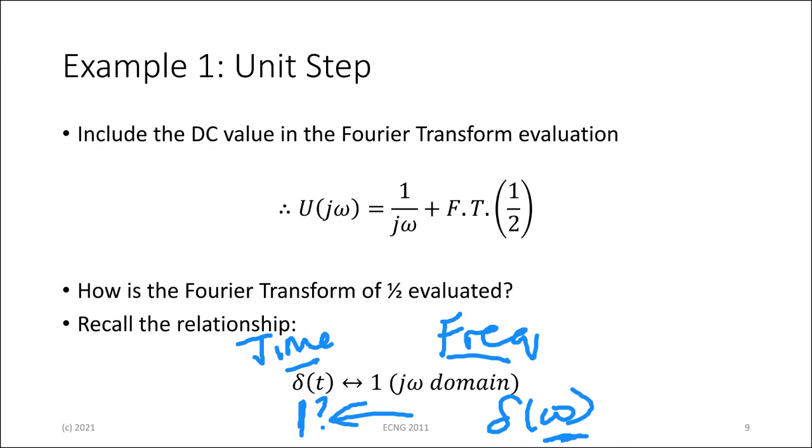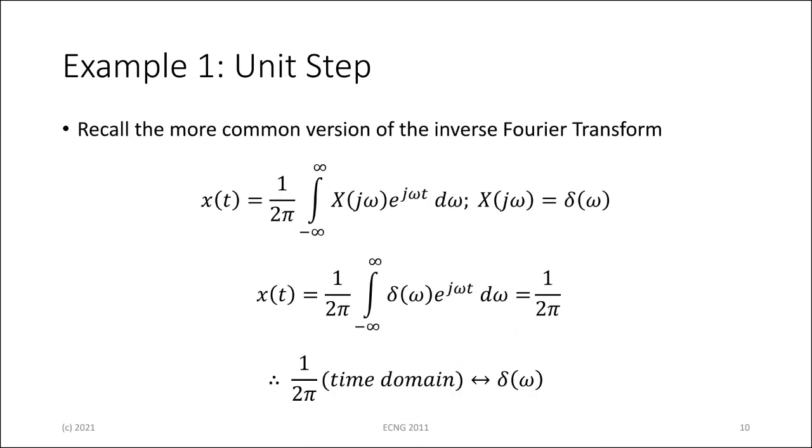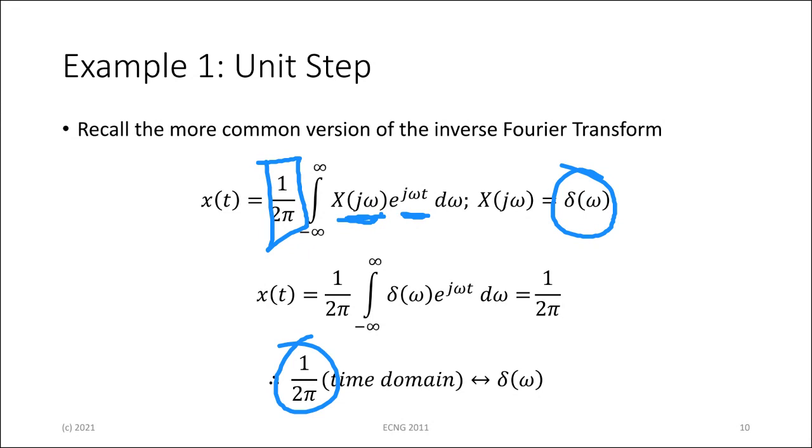If I give you delta omega in frequency and I ask you, what is the inverse Fourier transform of that? Well, you go back to the inverse Fourier transform, which is the integral of X(j omega) e to the plus j omega t d omega. X(j omega) is a delta omega, and of course we have this 1 over 2 pi, a little constant from yesterday. So if you put that in there, you're going to get that delta omega in frequency gives me 1 over 2 pi in time. We said 1, so we're off by a little bit, but the idea is not too bad.